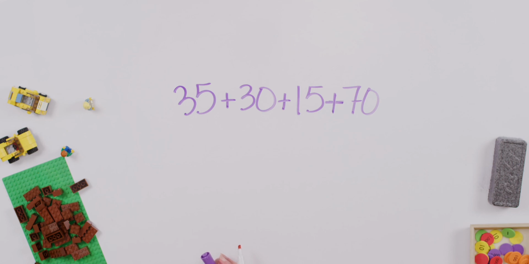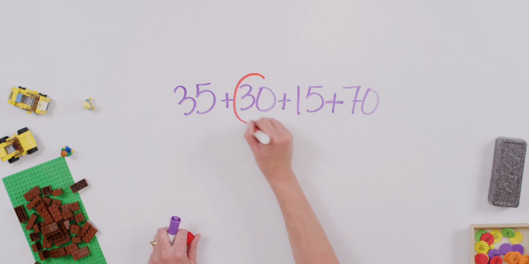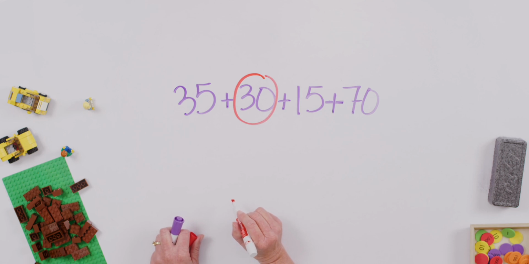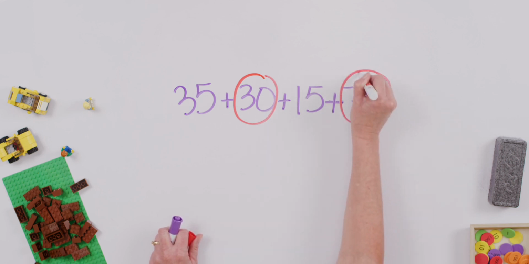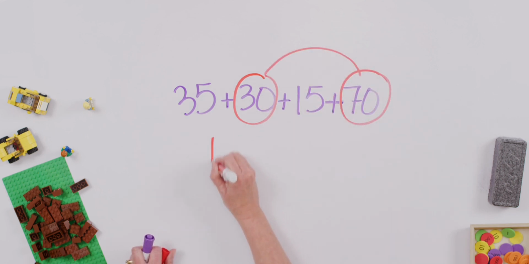Yes, let's make some hundreds. I can't make any tens by adding them together because they're all greater than 10, but I could make some hundreds. I noticed already, and you probably did too, 30 and 70 make 100.